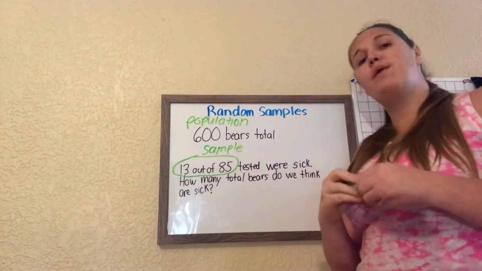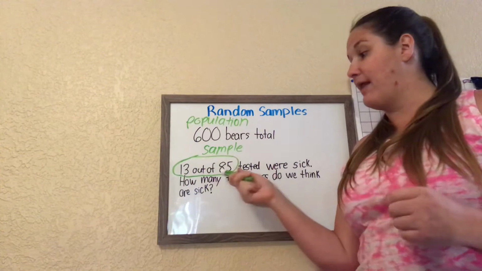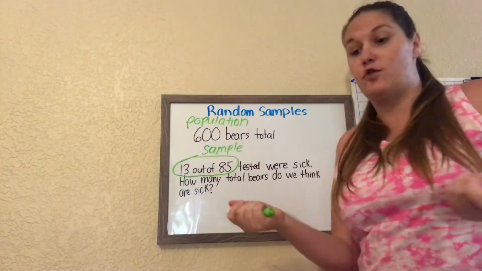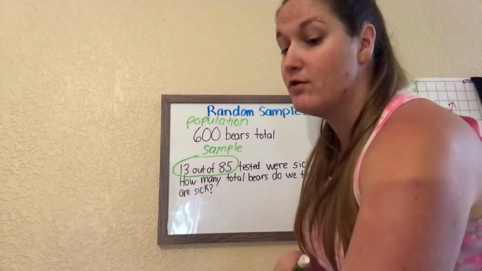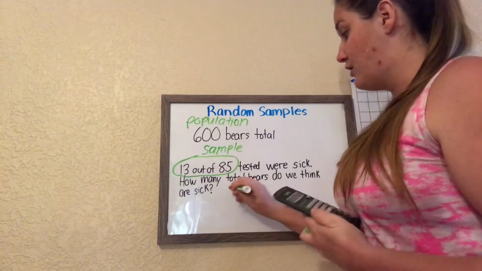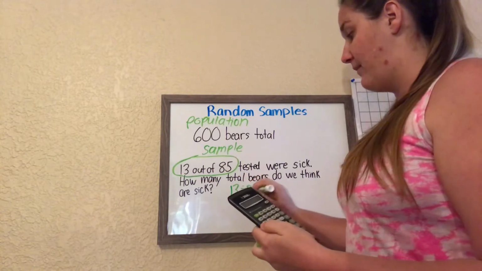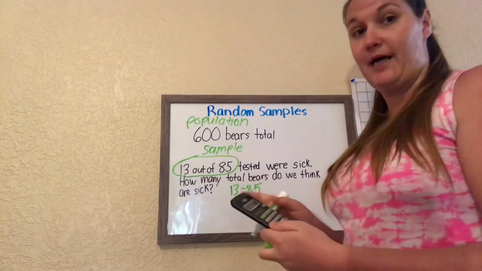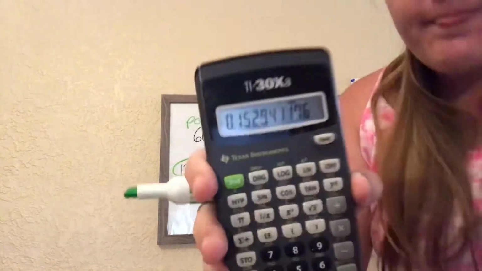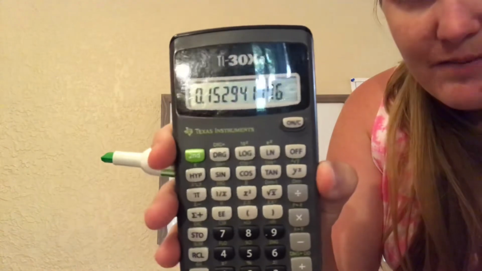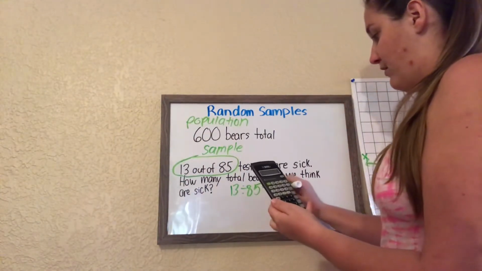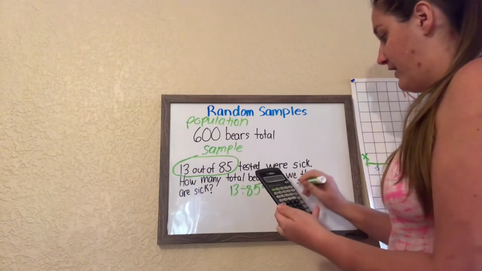Okay, so if we were able to figure out that out of the 85 bears that we were able to catch and give a test to, 13 of those 85 were sick. So what we would say here is we would try to figure out what is 13 divided by 85. You will get a decimal answer. So 13 divided by 85, I get about 15%. All right, so that's equal to about 0.1529.